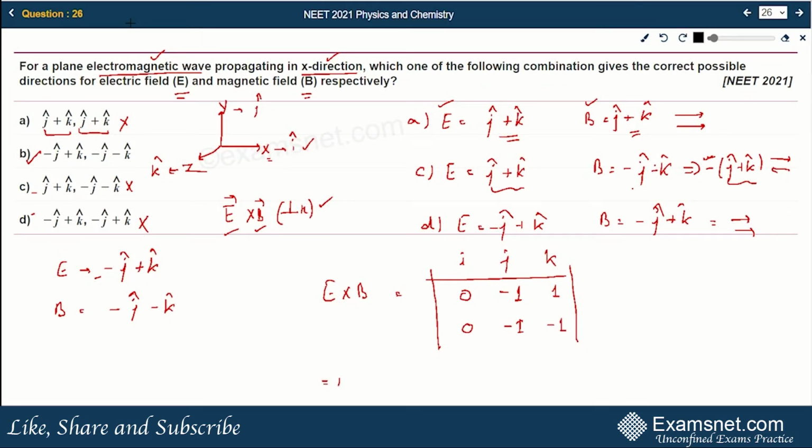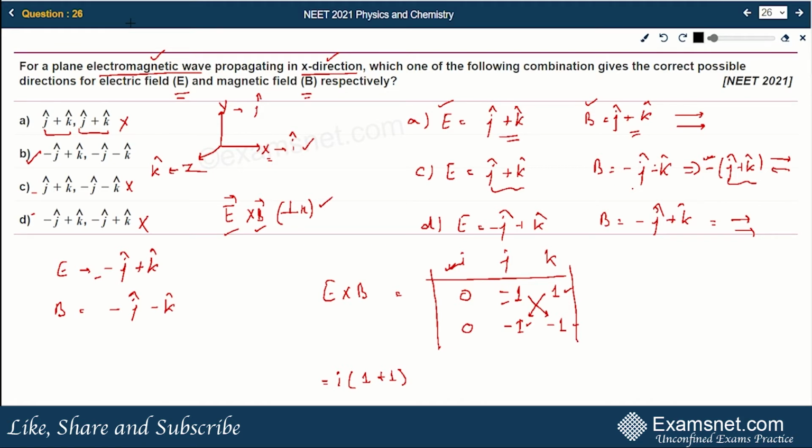Here, to find out the I component, we have to hide this column and cross multiply the J and K columns. So we'll get what? Minus 1 into minus 1 will be plus 1, and minus 1 into 1, that is minus 1. So minus minus plus, it will be 1 plus 1.